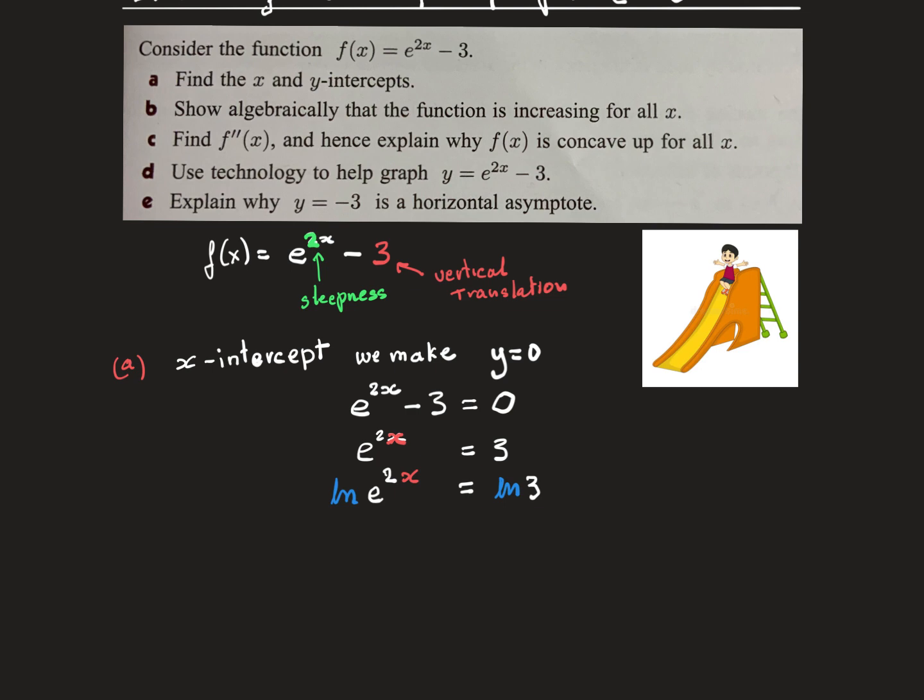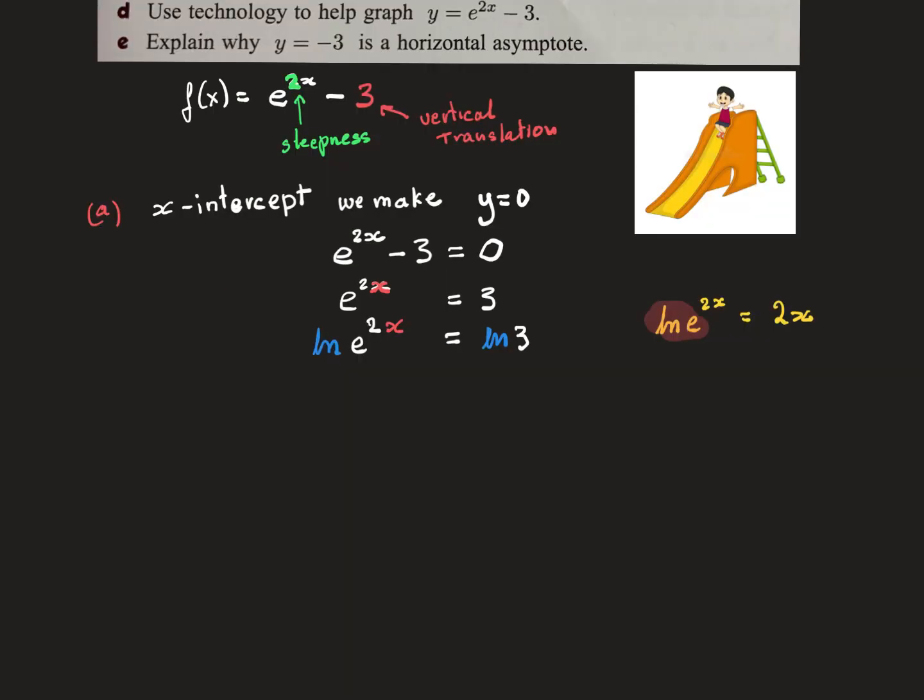From natural logs, you might need to remember that ln e to the 2x is really 2x. In other words, you might think of it that the ln e just disappears and you're left with the 2x. So we conclude that 2x is equal to ln 3. So x is going to be equal to ln 3 over 2.